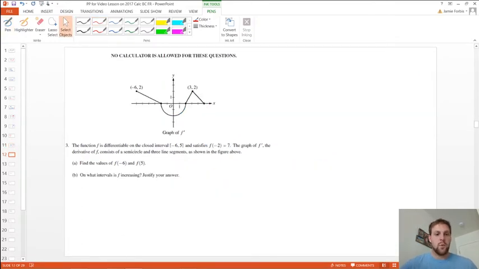Looking at B. On what intervals is f increasing, and justify your answer? Easy enough. So let's start with the justification. I always start with the justification.